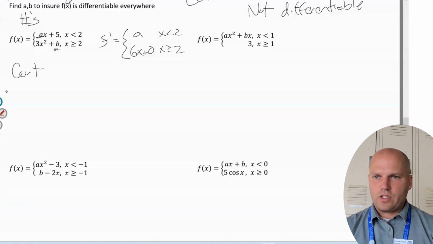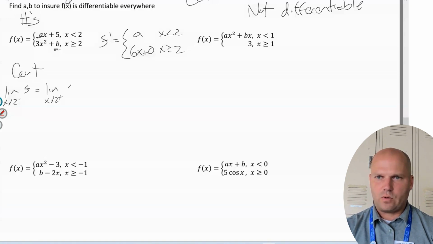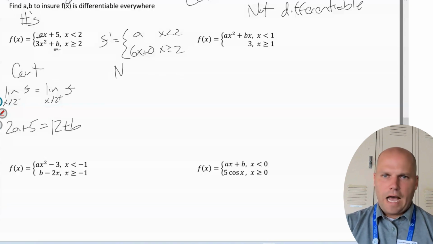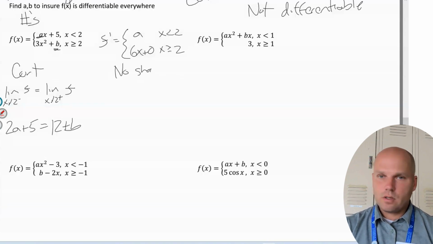Okay, let's check to make sure we're continuous. To the left of 2, f values, the y values, do they equal the same as to the right of 2, the y values? To the left of 2, I'd get this here, 2a plus 5. To the right of 2, I'd get 12 plus b. Now, make sure there's no sharp points. The slopes to the left of 2 are equivalent to the slopes to the right of 2.